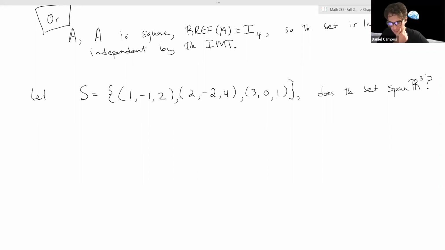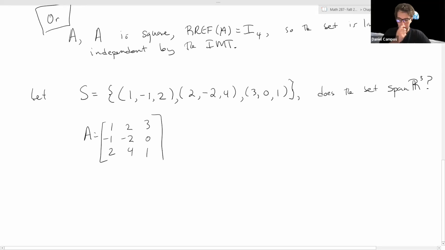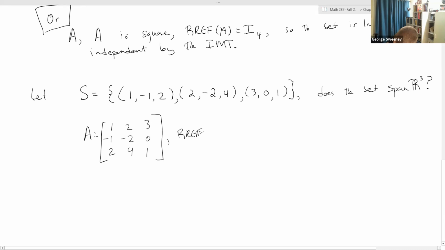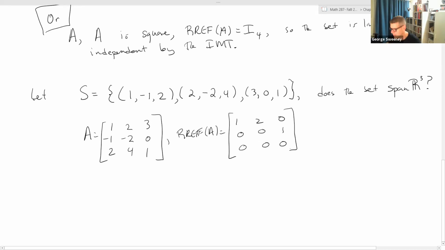So first I drew out the matrix A and then did the reduced row echelon form. And with doing the reduced row echelon form, you only have 2 pivots, so that would mean it couldn't span R3 because you don't have enough vectors. What was your RREF of A? It is 1, 2, 0, 0, 0, 1, and then a 0 row at the bottom. Okay.